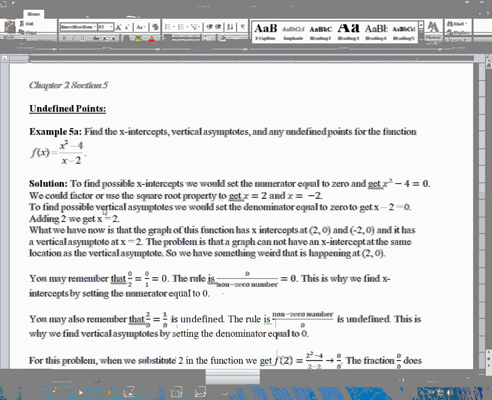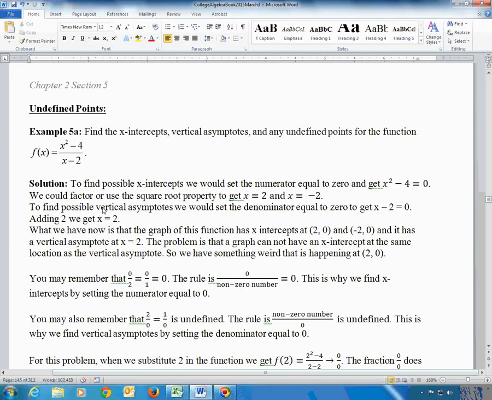Okay, undefined points. Undefined points come from terms that get canceled out. So here's an example, x squared minus 4 over x minus 2. The first thing you should realize is that this is not factored down to single-powered x. Like x minus 4 would be completely factored, but x squared minus 4, it's not factored. It's not down to x to the first power.